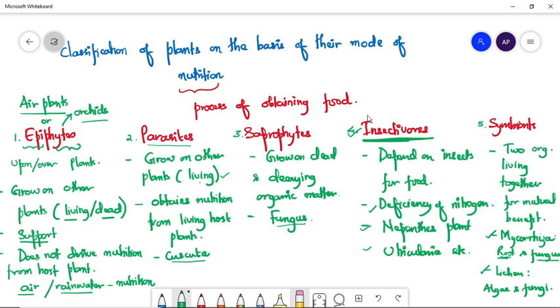Another example is lichen, which is the association of algae and fungi. In this case also, the fungus will bring the nutrition while the algae will share the food that it has prepared with the fungus. So they have a mutual benefit for one another.